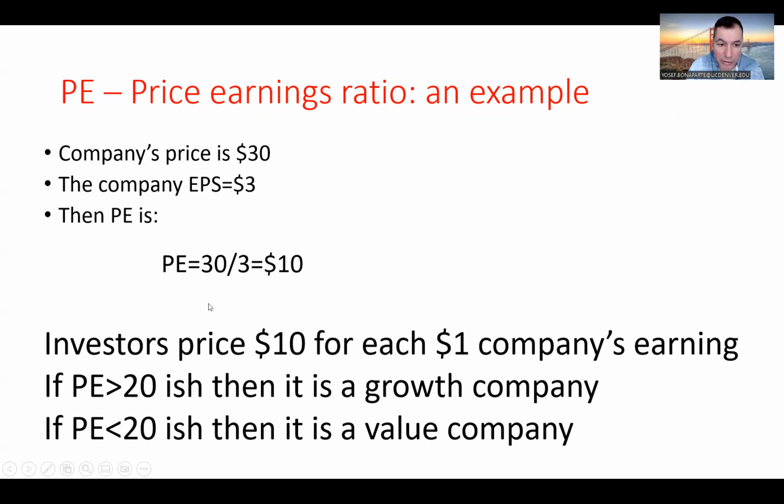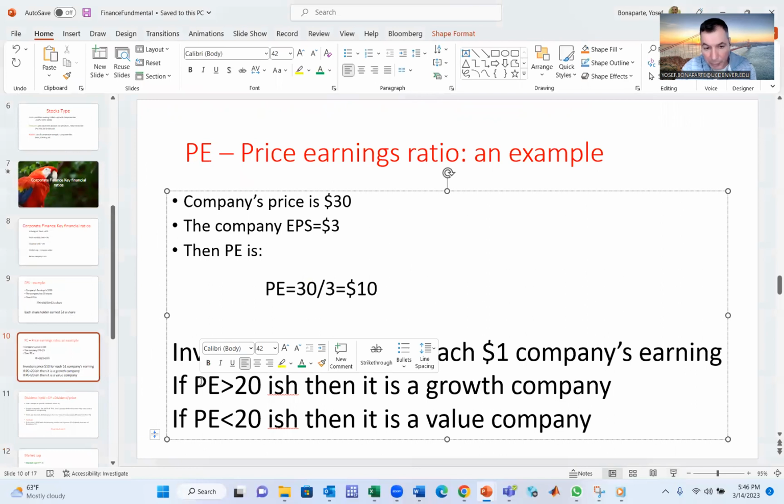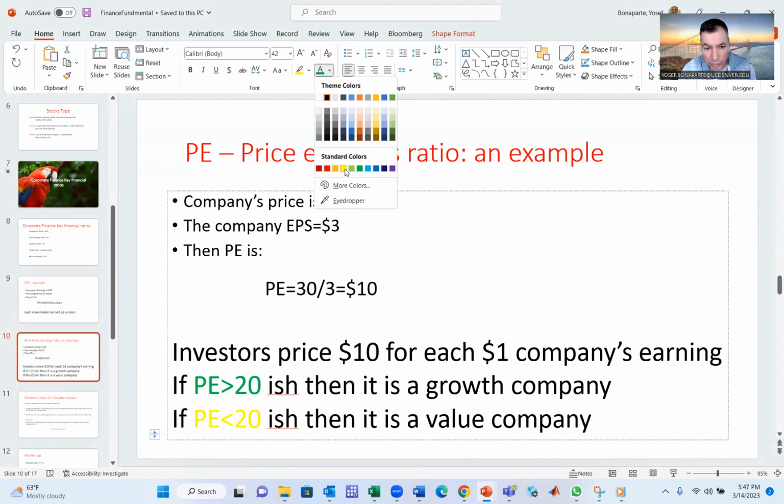So what this 10 means is $10 for every dollar of earnings for the company. Investors are willing to pay $10 for this $1 of earnings. If the PE is above 20, we call those growth stocks. If the PE is below 20, we call those value stocks.